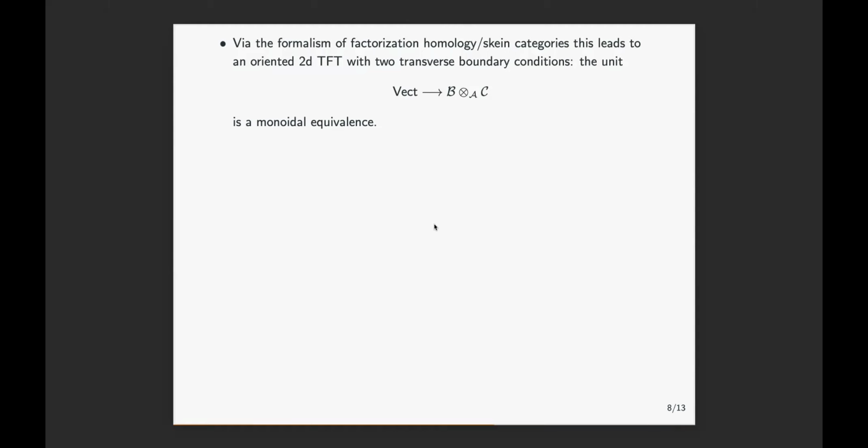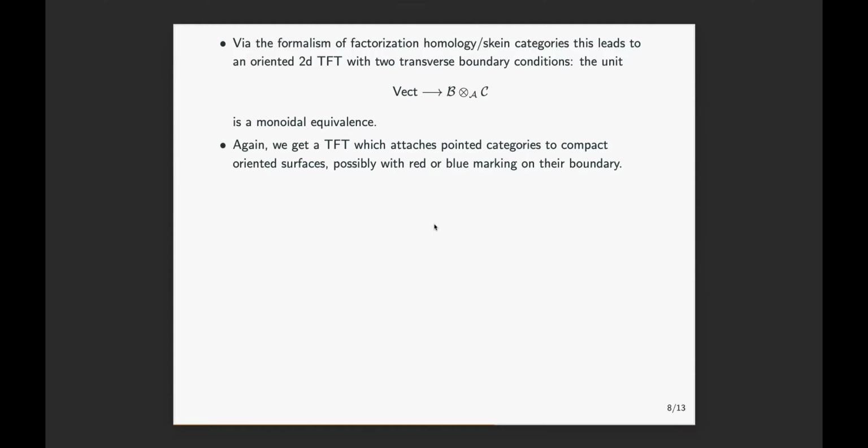So you again get a TFT that attaches categories, or rather pointed categories, to surfaces, maybe with some marking. Again, you get some boundary condition, and again, I claim that they are transverse, in the sense that this is what you would attach to a square with a blue and a red interval. And again, this is monoidal by stacking vertically. And the unit is actually a monoidal equivalence. So I already said that.